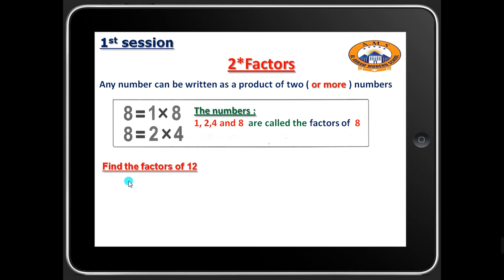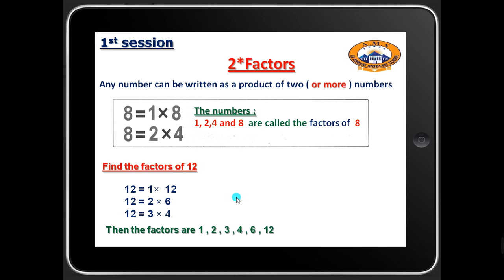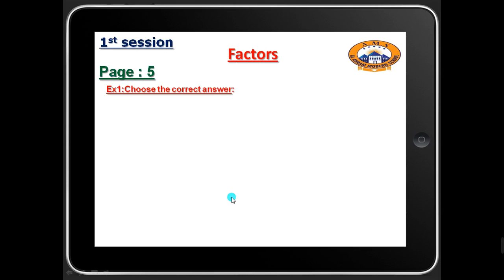And what if I ask you to give me the factors of number 12? You will tell me 12 equals 1 times 12, and 2 times 6, and 3 times 4. So 1, 2, 3, 4, 6, and 12 are the factors of number 12. Okay, now we're going to solve more exercises about the factors.